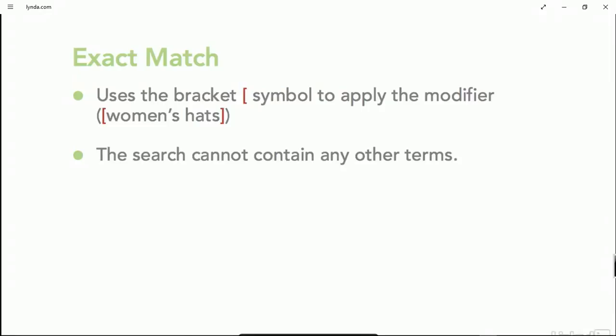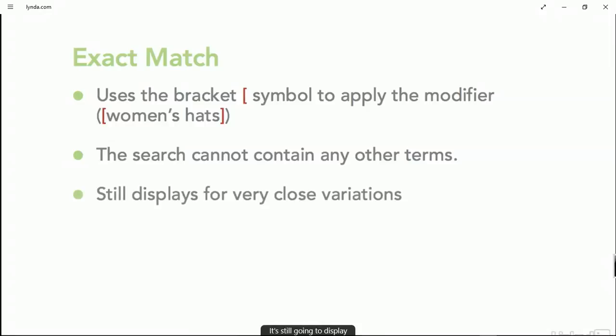Nothing before it, nothing after it. That's it. That's your entire search term. It's still going to display for very close variations, and this is a common theme with Google. They're going to give you the woman as well as the women's in the exact match. Let's look at some examples.